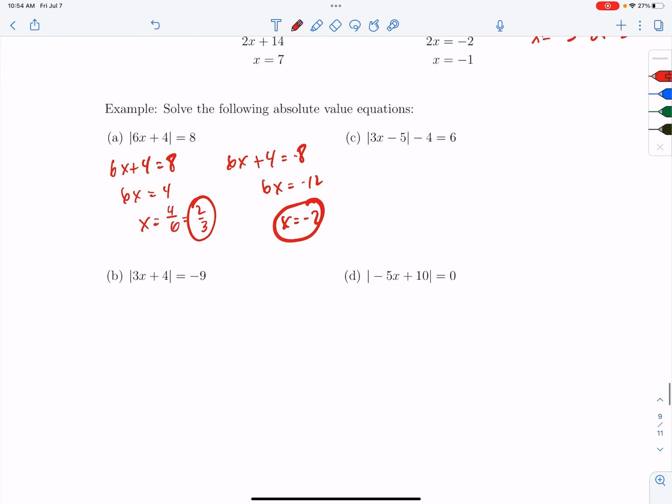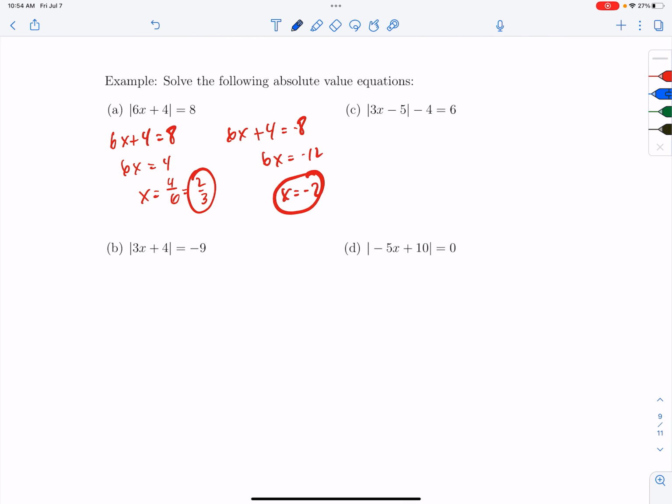I'll go in order of the letters here. On part B, well, here I have 3x plus 4 is equal to negative 9. An absolute value expression can never equal something that's negative. So here we're going to say no solution.